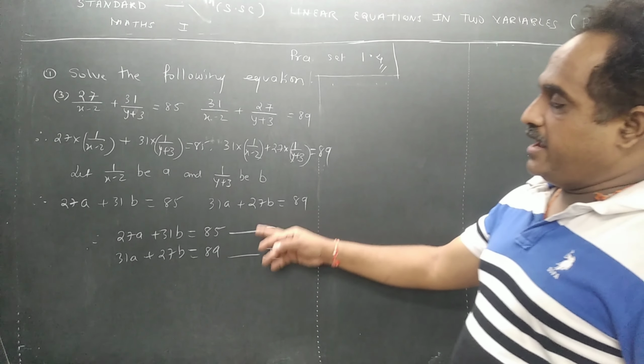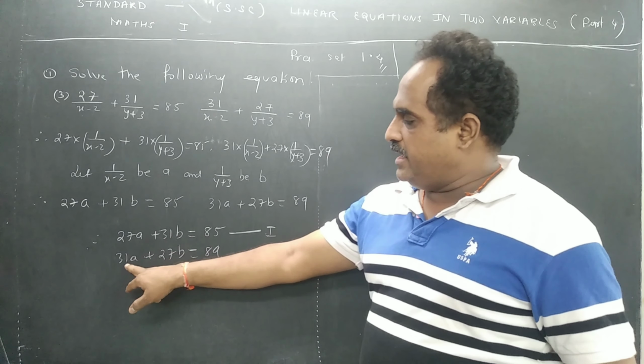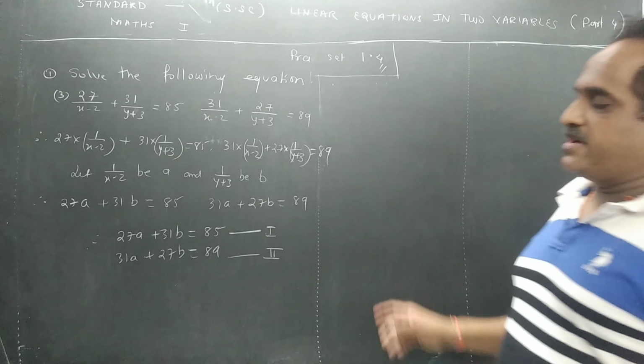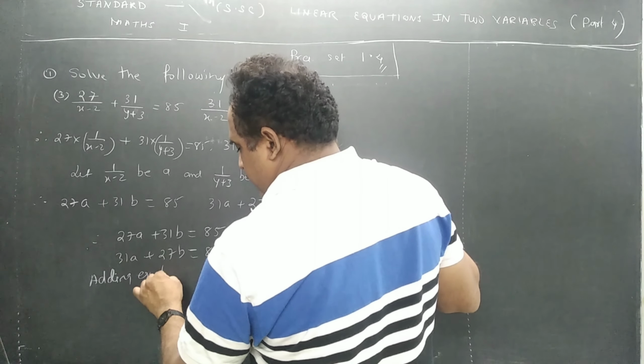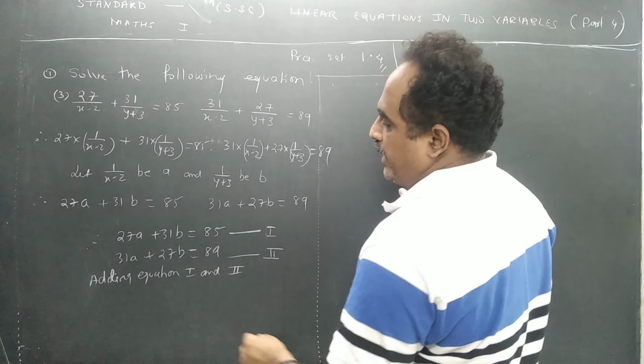Now you have the linear equations with 27a, 27b, 31b, 31a. You know what to do. There are three methods you have to follow: adding, subtracting, and adding. Adding equations 1 and 2, what will I get?